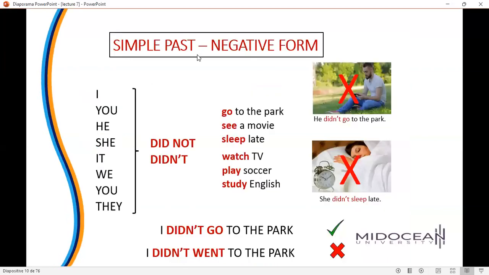Simple past, negative form. Examples: I didn't, we say did not or didn't, go to the park. You didn't see a movie. She didn't sleep late. We didn't, for example, study English. You didn't watch TV. They didn't go to the park.